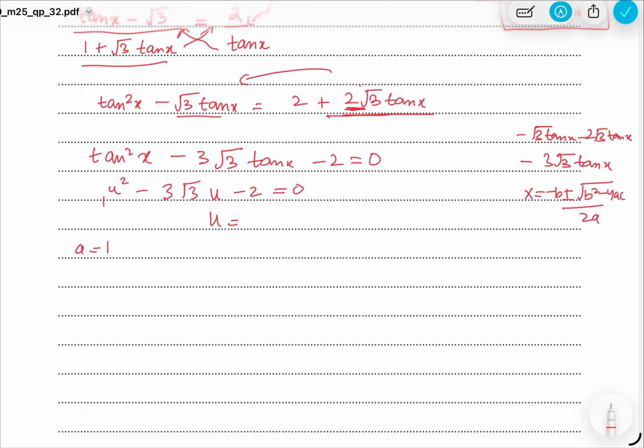A is 1, sir, the coefficient of u square. What is the value of b, sir? B is negative 3 root 3. What is the value of c? C is negative 2. All right. Got this one, learners? Very good.